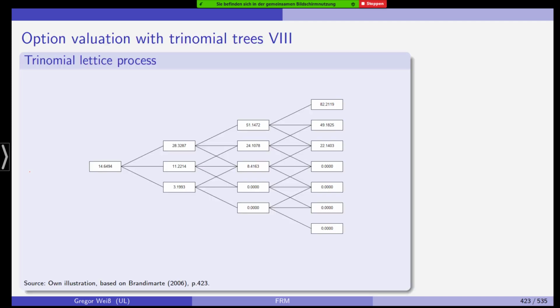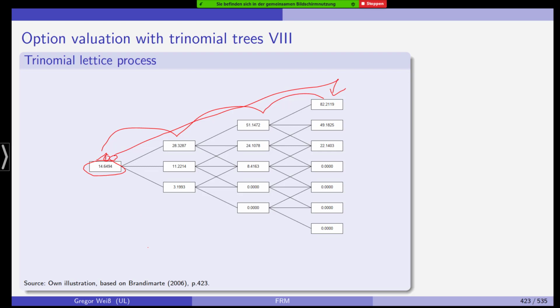We have the underlying price and these are the option prices. The underlying starts out at 100, then you go right to this column, where you have the different underlying prices, you calculate the payouts from the option, and then as before with the binomial model, you go from right to left, back, and you get the option price, which in this case is 14.64.